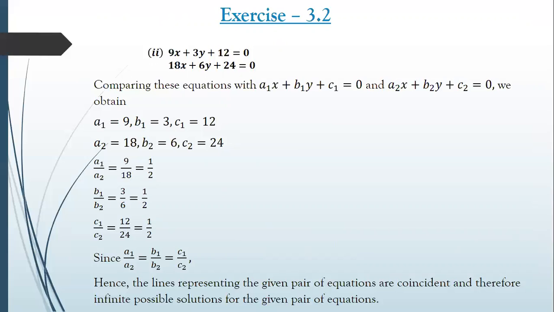A1 by A2 is 1 by 2, B1 by B2 again 1 by 2, C1 by C2 also 1 by 2. So that means A1 by A2 is equal to B1 by B2, which is equal to C1 by C2. Hence, the lines are coincident and they'll have infinitely many solutions.